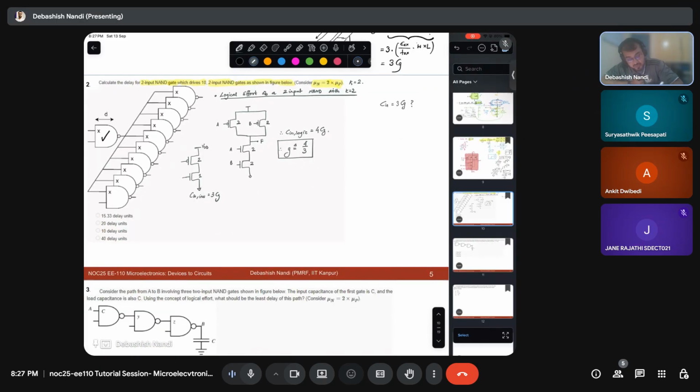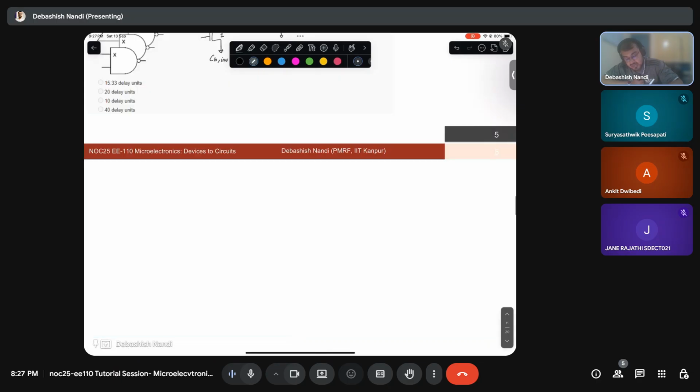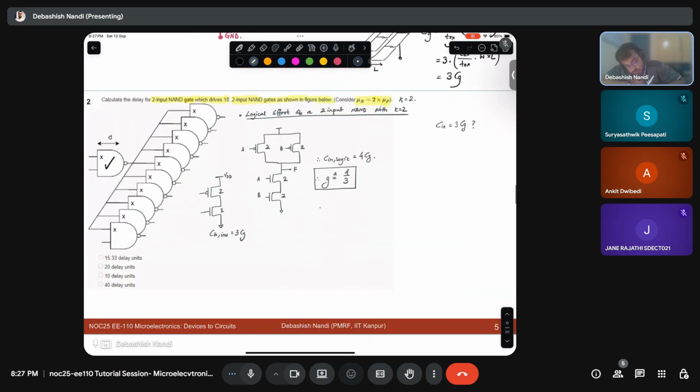Okay, now I'll give you some general formula for calculating the delay. What is the basic formula that we know? 0.69 times R equivalent times (CL plus C internal). Is that clear? C internal is what? C internal of the logic, right? Yes, sir.